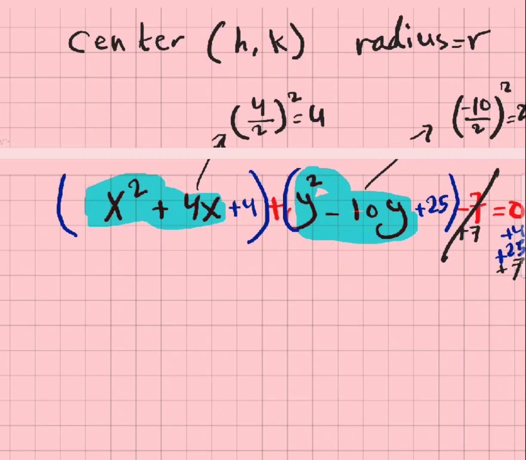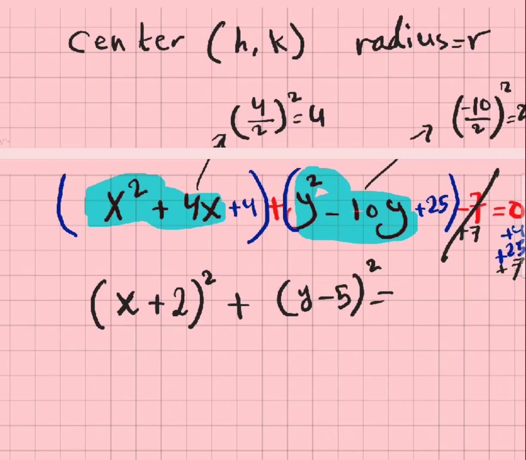The whole reason we complete the square is, one, to create a perfect square trinomial, and two, to be able to create a binomial squared. So here, we're going to have (x plus 2) squared plus (y minus 5) squared equals 4 plus 25 is 29, plus 7 is going to be 36. Now we know our h and our k, and we know our radius is going to be r.